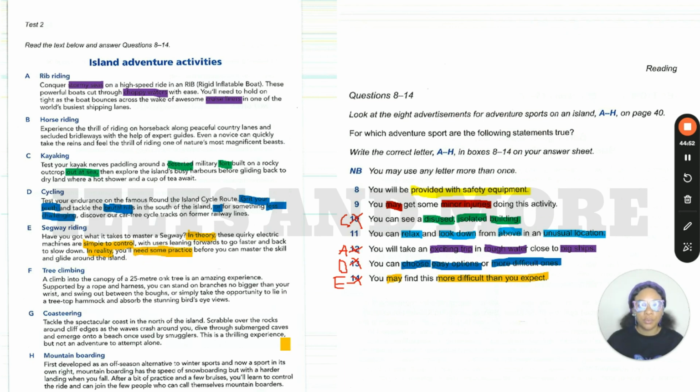So now let's move to paragraph F. F is about tree climbing. A climb into the canopy of a 25-meter oak tree is an amazing experience. 25 meters is very high, okay? Supported by a rope and harness. A rope and harness is a safety equipment. I'm sure you've seen it, even if you don't know the name.